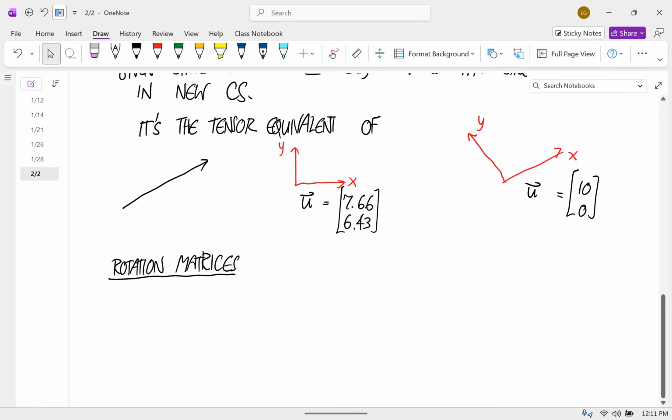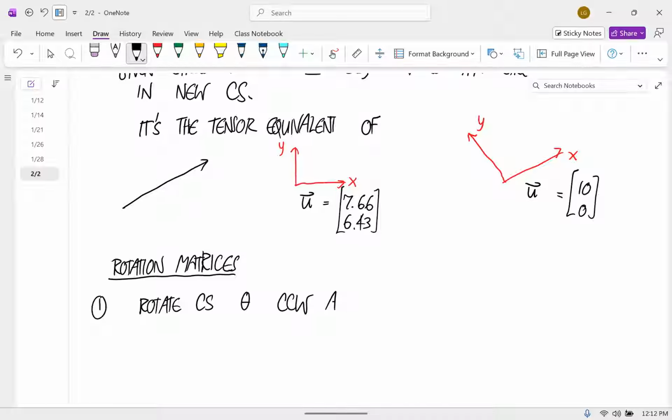And we're going to do it axis by axis. So first, if you want to rotate a coordinate system theta degrees counterclockwise about the x-axis. Clockwise and counterclockwise get a little confusing when you're in 3D. So when I say counterclockwise, the point of the axis has to be pointing towards you. You can also think of this in terms of the right-hand rule.